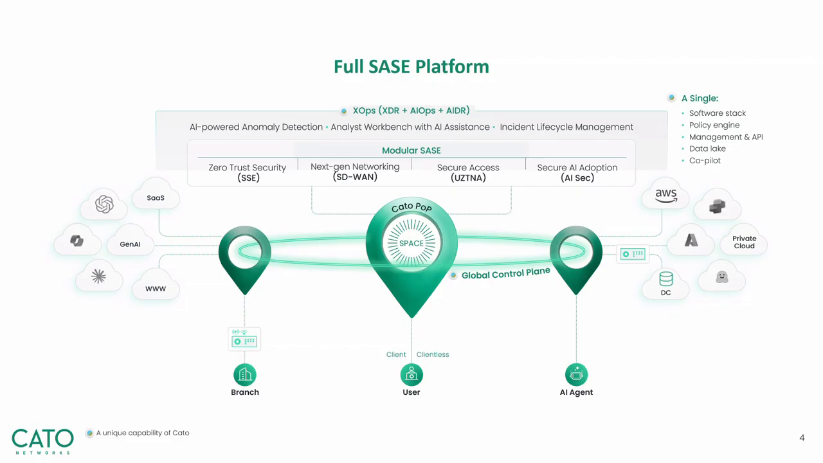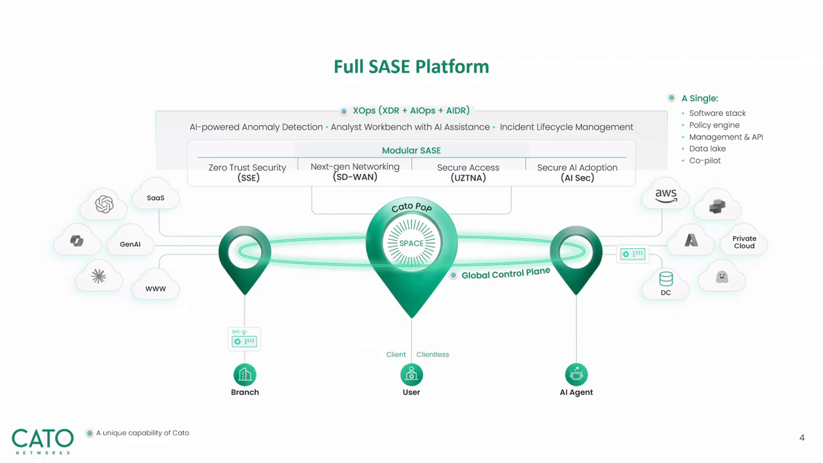Plus, AI security. We are not leaving AI security aside as standalone. It's part of this platform. So these XOps features enable customers to have stories based on XDR, AI ops, AI, in a holistic approach on a single platform. And trust me, this is a single software stack. It's not multiple software stacks running at the back. It's a single software stack.